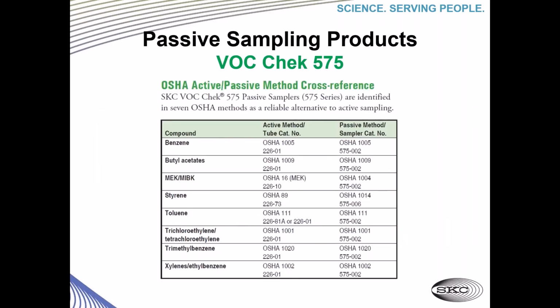All right, the 575 passive samplers are identified in 7 OSHA methods as a reliable alternative to active sampling. I want to leave this up for a minute so that you can look over the different methods and the different compounds.